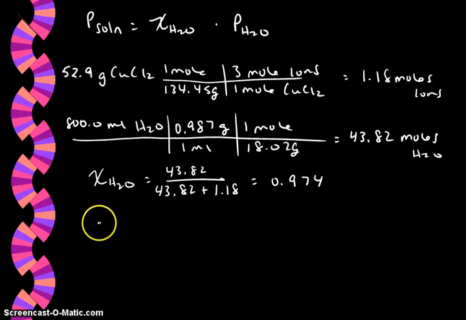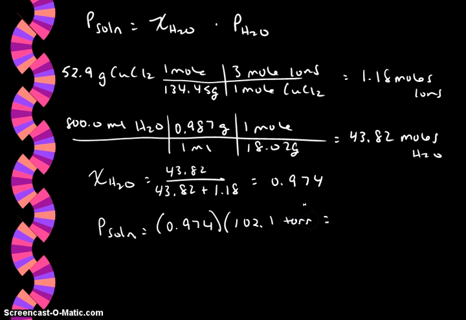Now we want to figure out what the vapor pressure of our solution is going to be. So the mole fraction of the water is 0.974. The vapor pressure of the pure water at that temperature is 102.1. So that's going to give us a new vapor pressure of 99.4 torr. And again, we know that by adding a solute to a solvent, we lower the vapor pressure, and it went from 102.1 to 99.4.